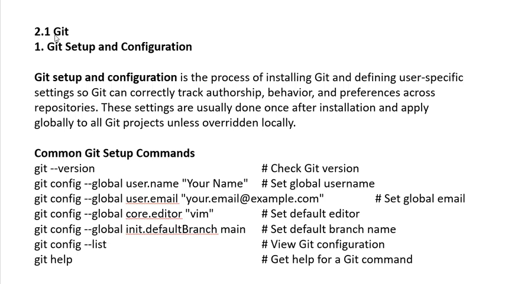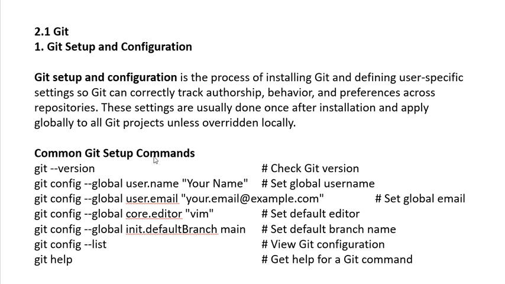First is 2.1, Git. The first topic is Git setup and configuration. Git setup and configuration is the process of initializing Git and defining user-specific settings so Git can correctly track authorship, behavior and preferences across repositories. These settings are usually done after installation and apply globally to all Git projects unless overridden locally.